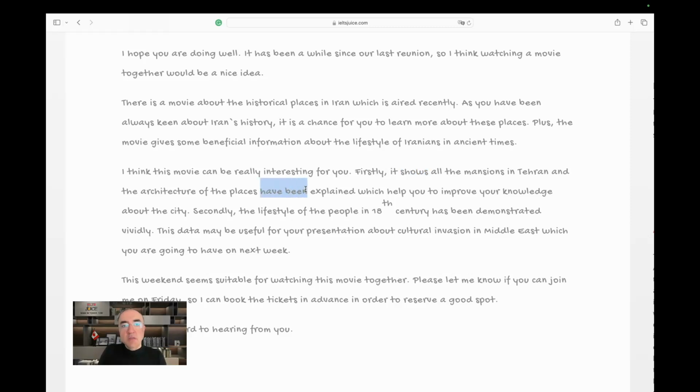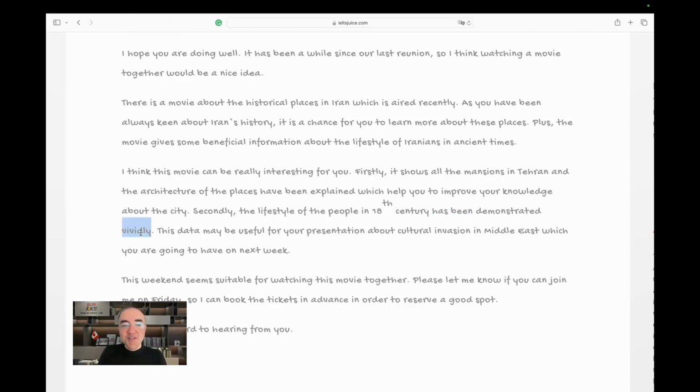So, we need to get rid of these two and just say is, which helps, again, like shows, help refers to it, helps you to improve your knowledge about the city. The city, yes, here, the city. Correct referencing. Secondly, the lifestyle, all one word. Secondly, correct punctuation. The lifestyle, all one word, of the people in the 18th century has been demonstrated, again, same issue, is demonstrated vividly.